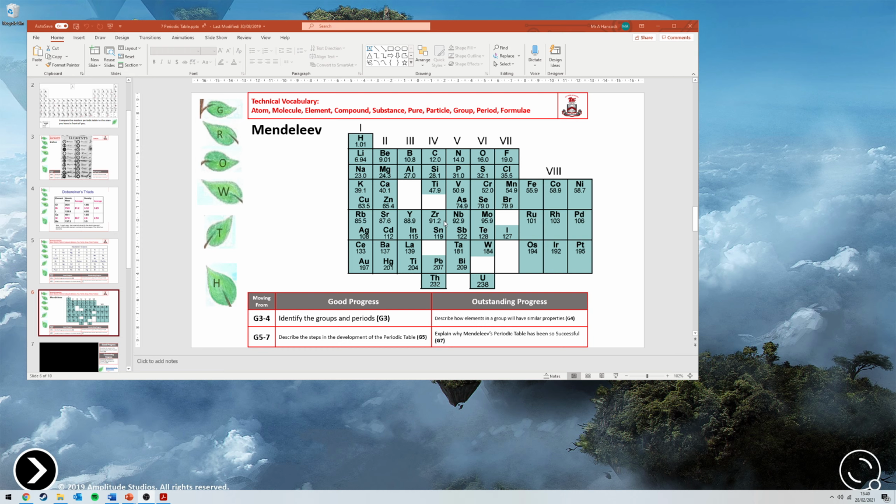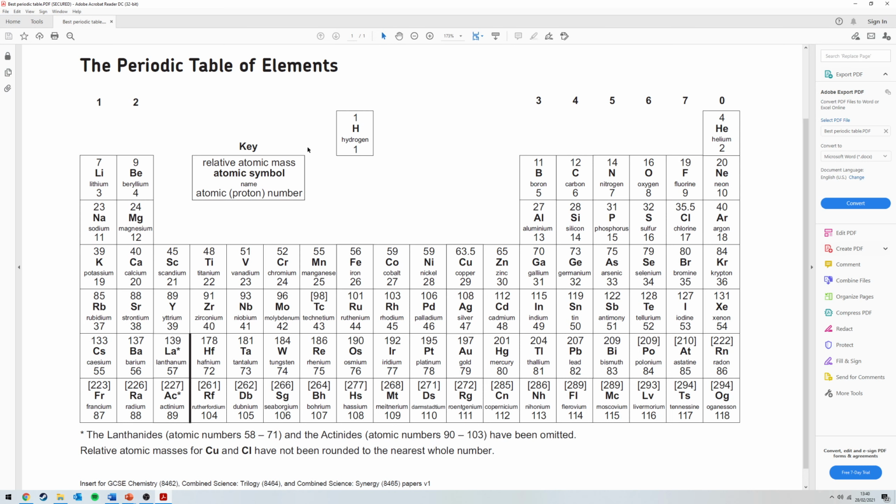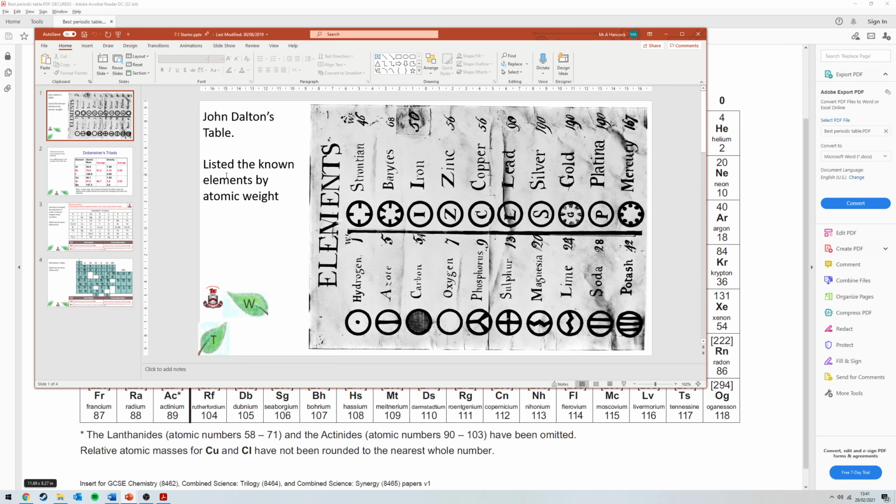Okay, hopefully you have done that, compared them, and hopefully you know the modern periodic table is arranged in order of atomic number. This one here, notice it goes 1, 2, 3, 4, 5, 6, 7, 8. It's ordered by proton number or atomic number. That is the first thing that you should always say, because if you look at any of these periodic tables, you'll notice they are not ordered by atomic number. They are ordered by weight.